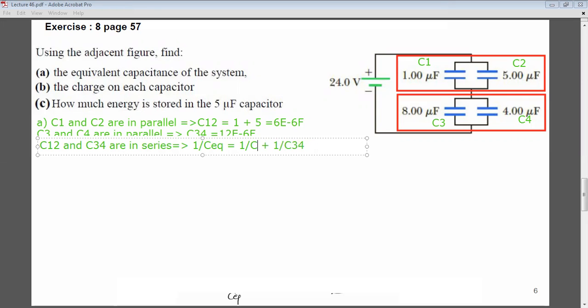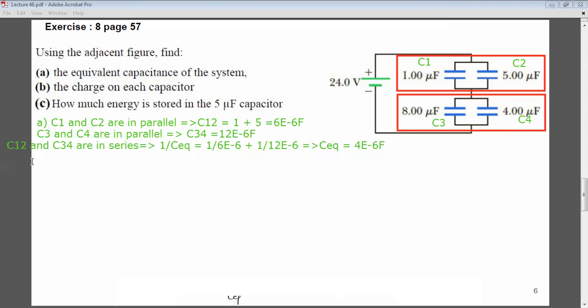I plug the numbers. This is 6 e to the minus 6, and this is 12 e to the minus 6. And I will get the answer for the whole circuit to be 4. So I will get C equivalent to be 4 e to the minus 6.